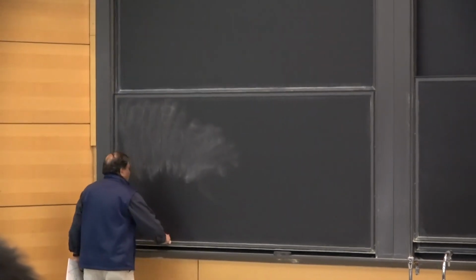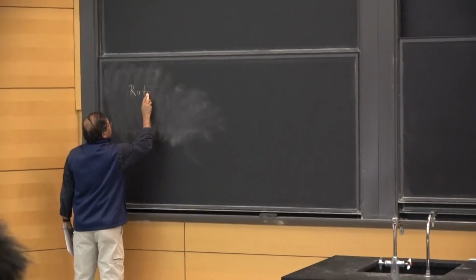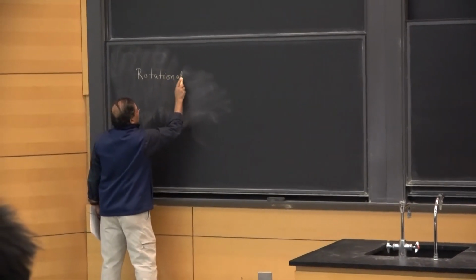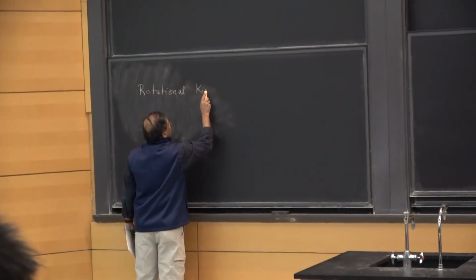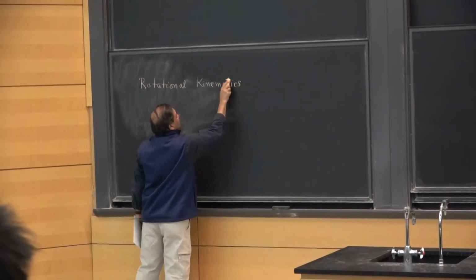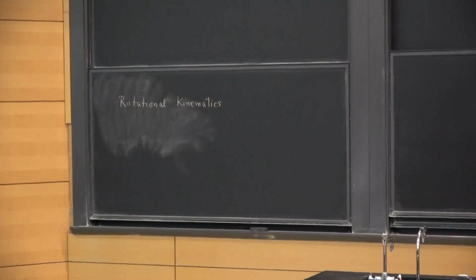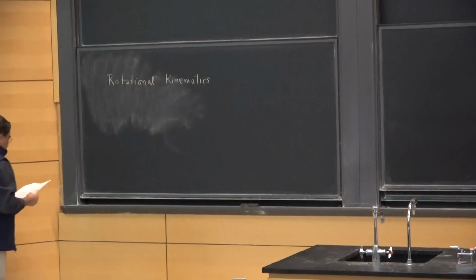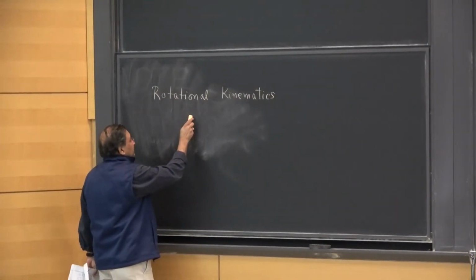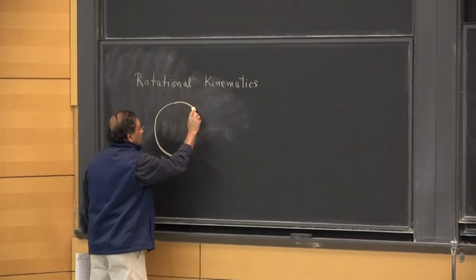All right, so on to rotating objects, or I would call rotational kinematics, okay? So just like we did kinematics before, this is rotational kinematics. So what do I mean by rotational kinematics? Well, basically you can start with the picture of a wheel that is turning about some axis.